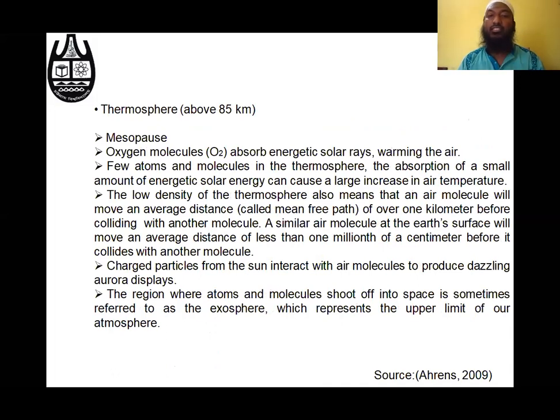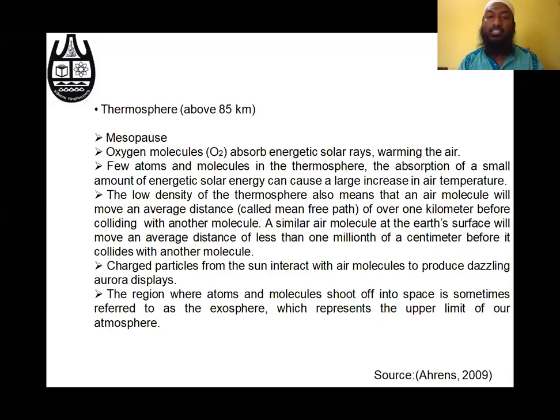With few atoms and molecules in the thermosphere, the absorption of a small amount of energetic solar energy can cause a large increase in the air temperature. That means even though the number of molecules is very small, that small percentage is enough to increase the temperature in that particular area.